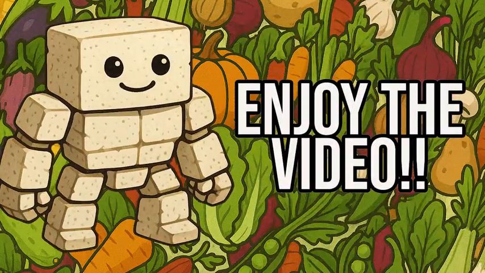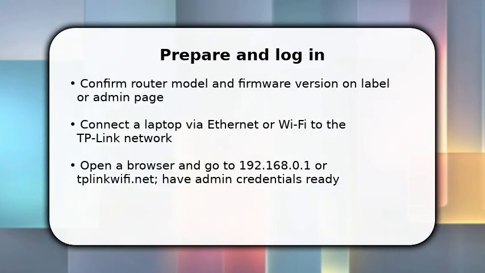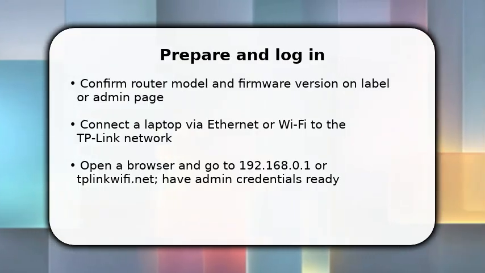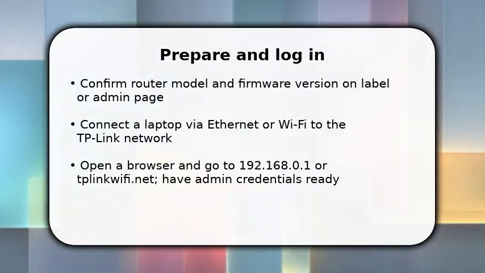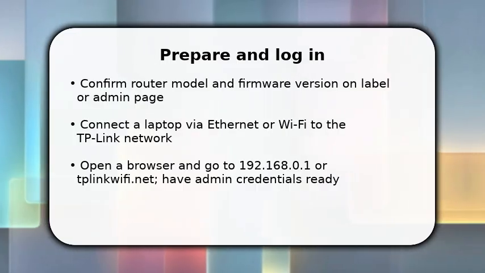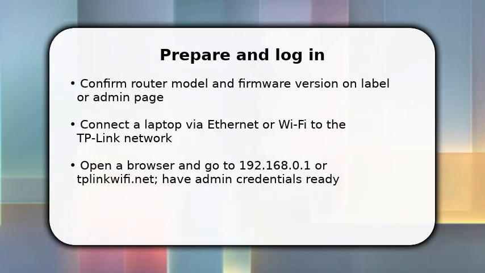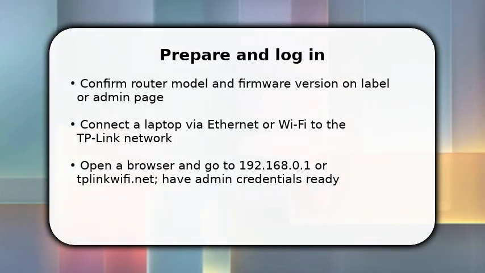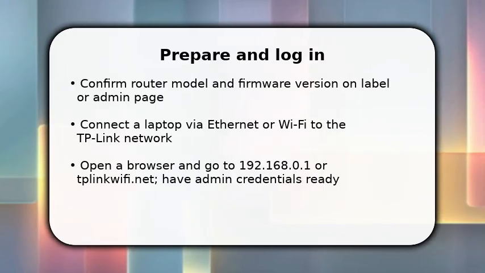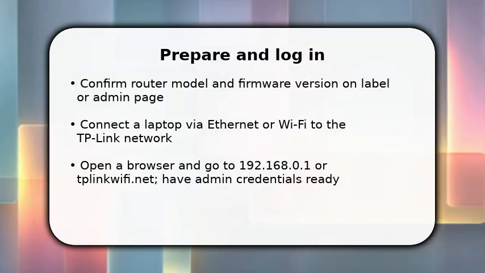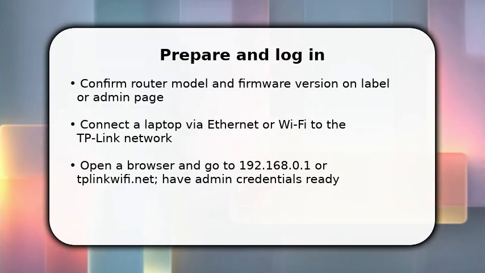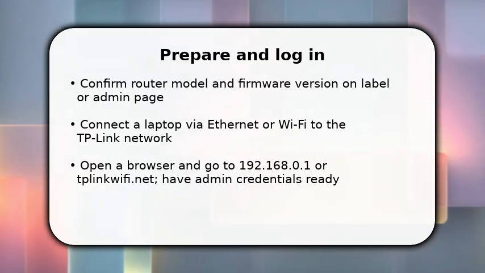Please enjoy the video. You start by confirming model and firmware because interfaces differ. Once done, connect your PC to the TP-Link network by Ethernet for stability or Wi-Fi if needed. Open a browser and type 192.168.0.1 or tplinkwifi.net, then enter the admin username and password. If you changed it, use the updated one.